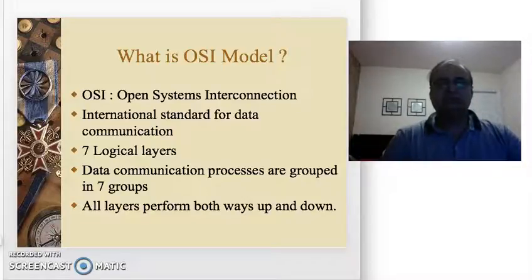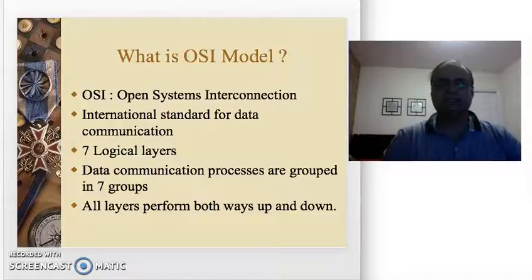The OSI model, we call it Open Systems Interconnection. As I mentioned before, it's an international standard for data communication. There are 7 logical layers in this model. It is important to understand that these are logical layers. These are not physical layers sitting within the computer with things going through those layers.